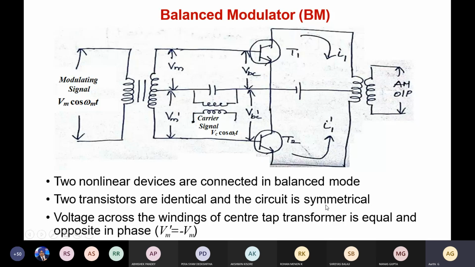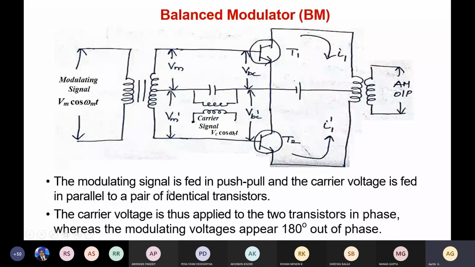We will mathematically derive what the inputs VBC and VB-C are. The modulating signal is fed in push-pull and the carrier voltage is fed in parallel to a pair of identical transistors. The carrier voltage is thus applied to the two transistors in phase and the modulating signal appears 180° out of phase. So the modulating signal is out of phase, and the carrier signal is in phase.